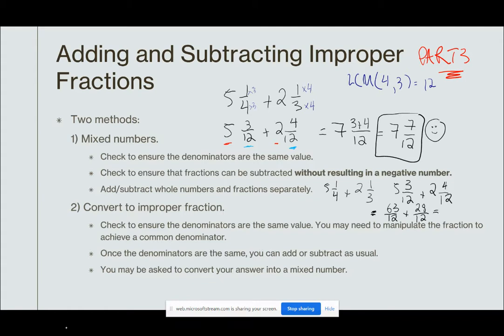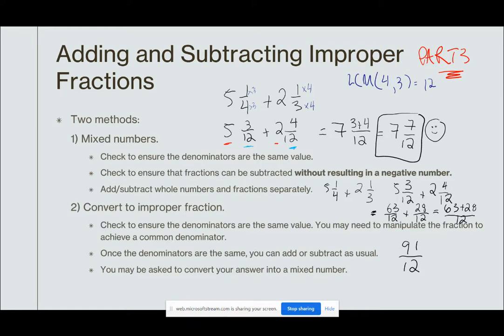I have 63 plus 28 all over 12. And that gives me 91 over 12. Okay.